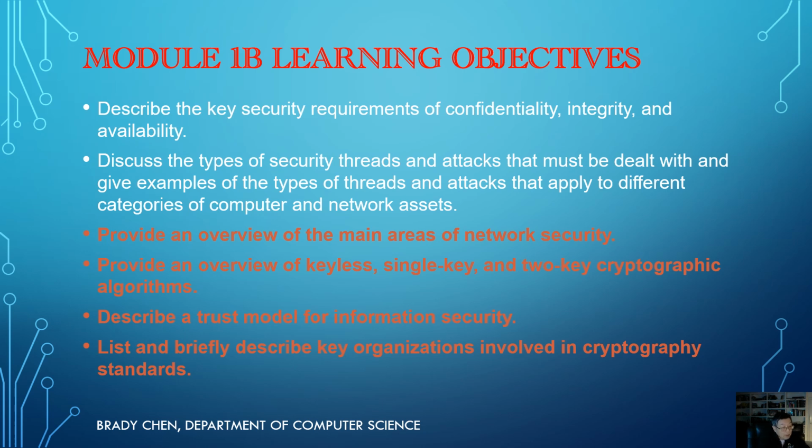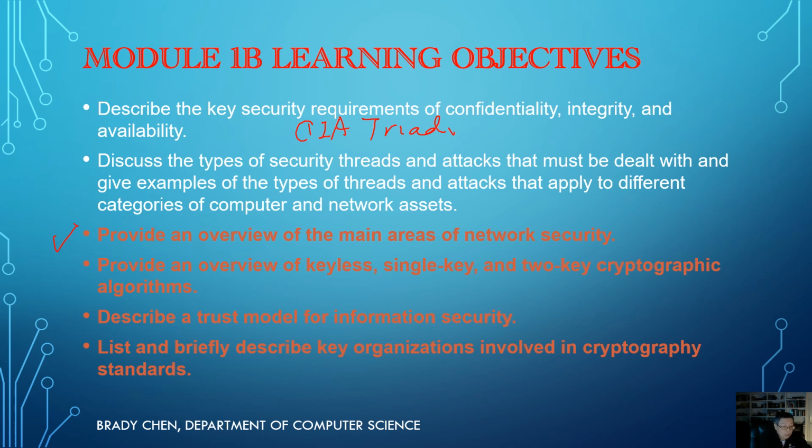Okay, so now we're going to discuss the remaining learning objectives in Module 1B. So in 1A, we discussed the key security requirements like confidentiality, integrity, and availability, the CIA triad. And then we also discussed the type of security threats and attacks. Now, in 1B, we're going to provide the overview of the main areas of network security.